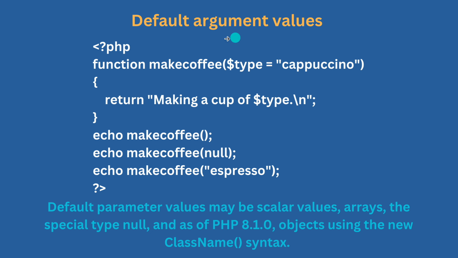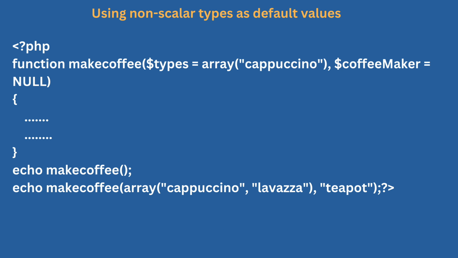This type of argument can be scalar, array, null, and objects, right? So what type of argument is this one? String. Nice. What type of argument here? Array and null. Nice.